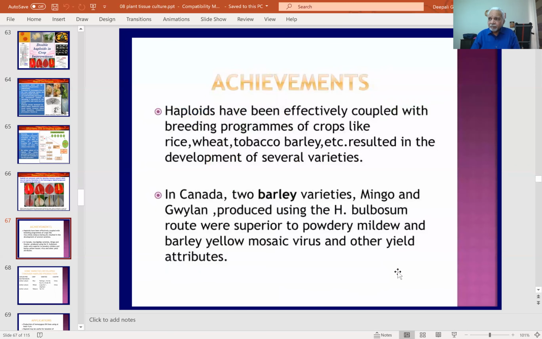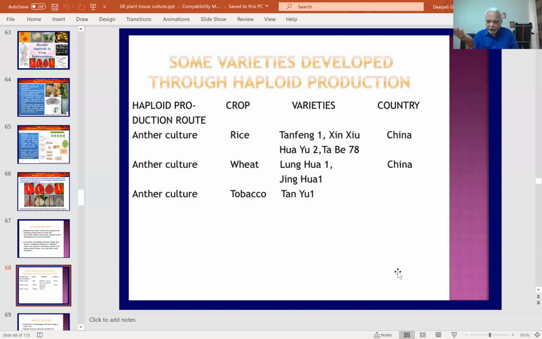So, if we look at what the achievements are, utilizing this approach, from the late 60s until date, a lot of varieties have been released in economically important crop plants and model systems where it was first tested: rice, wheat, barley. A lot of varieties have been released, predominantly by China for rice and wheat.